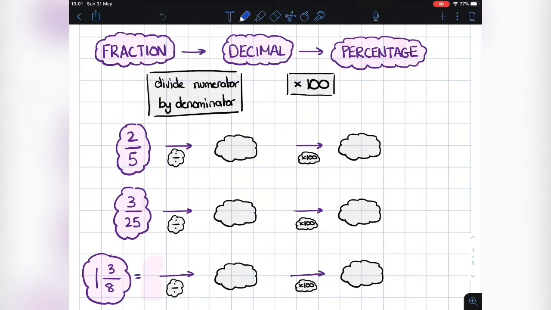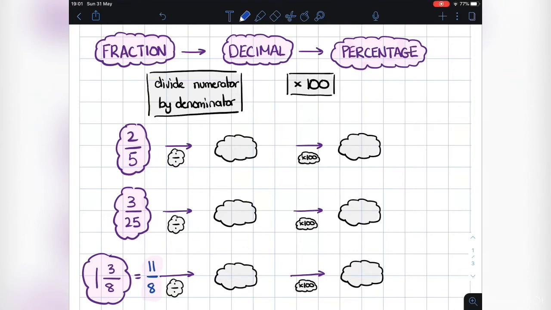Okay, so what we are going to do to turn these fractions into decimals is divide 2 by 5, 3 by 25, and in the case of the mixed number, we actually need to convert that into a top-heavy or an improper fraction first. So there is a video separately to this if you want to convert mixed numbers and fractions, but 1 3/8, 1 times 8 is 8, plus 3 is 11, so that becomes 11 over 8.